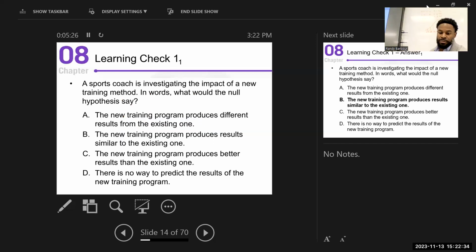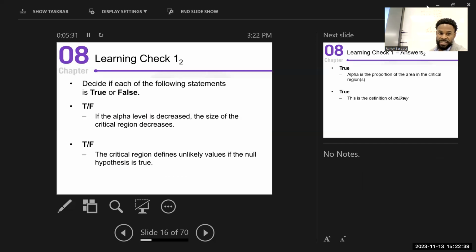Let's move on. All right, we did that one. We're good on that. I think we just did this one. So the true-false said that if the alpha level is decreased, the size of the critical region also decreases. Right. So again, as you decrease your alpha levels, the critical region goes from 1.96, that's 5%, 1%, and then 0.01%. So the size of that critical region will also decrease as well.